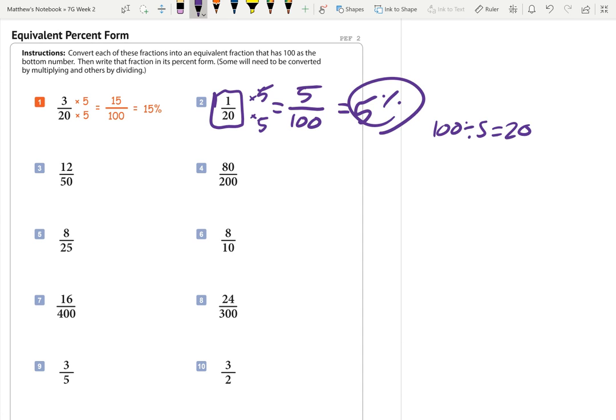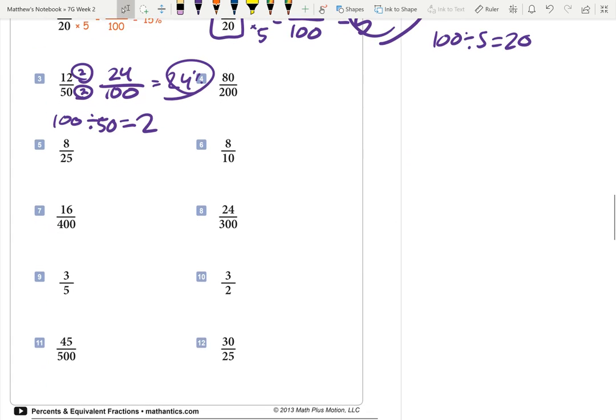All right, let's do one more. To get from 50 to 100, I could do 100 divided by 50 to find that missing number that I'm multiplying by. That's 2. Multiply the top by the same number, 2. Gives me 24 over 100, or 24%.